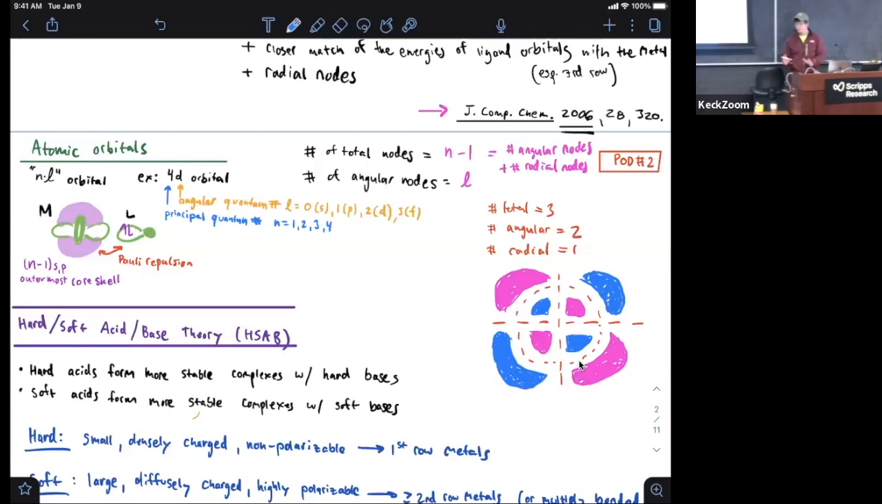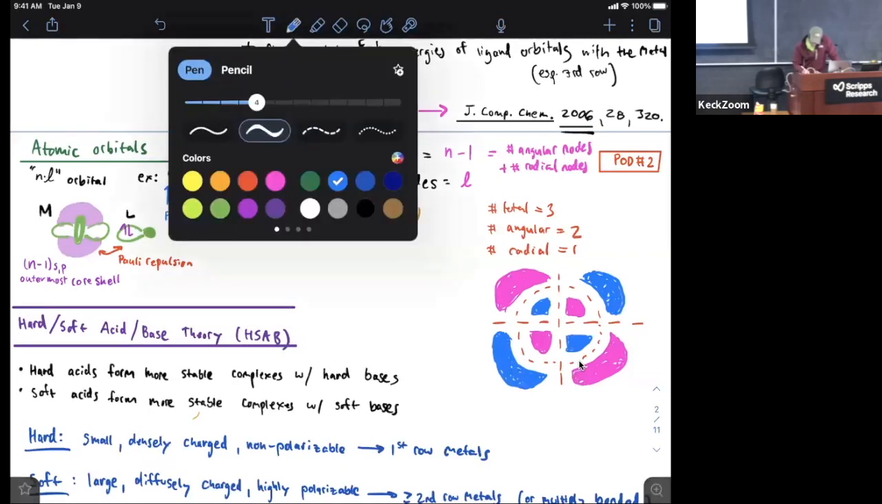So this is a 2D projection of a 4D orbital. The key point, and the reason I want to take time in class to draw this out, is that the presence of radial nodes in the 4D and 5D orbitals effectively pushes a lot of the orbital density away from the nucleus. And that pushes the orbitals into a spatial orientation where they can form better overlap with the orbitals involved in bonding from the ligand. So let's take a closer look at that with this diagram over here.